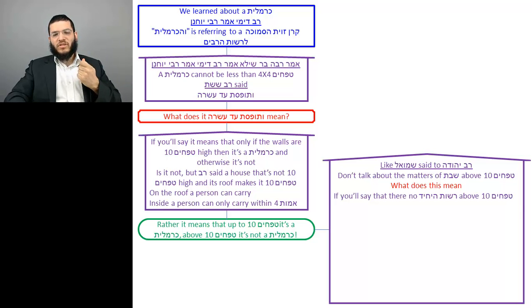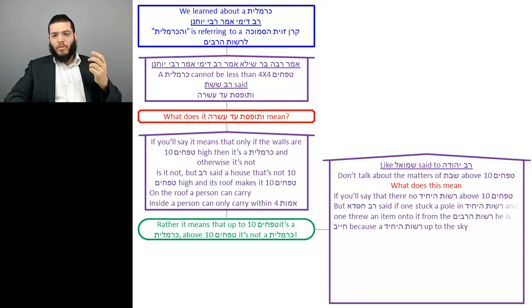It explains, if you say that what it means is that there's no reshus hayachid above 10 tefachim, don't talk about the matters of Shabbos above 10 tefachim, there's no reshus hayachid above 10 tefachim. But Rav Chisda said that if one stuck a pole in reshus hayachid and one threw an item onto it from the reshus harabim, he is chayiv because the reshus hayachid extends up to the sky. So we see that the reshus hayachid does go above 10 tefachim, so it can't mean that.